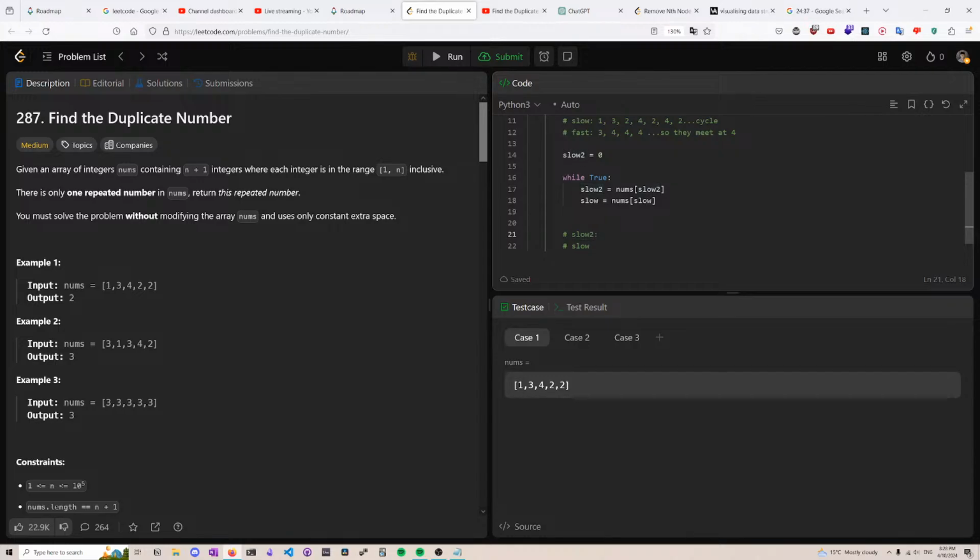I mean, this is just going to be the same thing, right? 1, 3, 2. 1, 3, 2, 4. 2 should be enough. So slow ends, slow is going to be 0, 1, 4 is 2. 2.